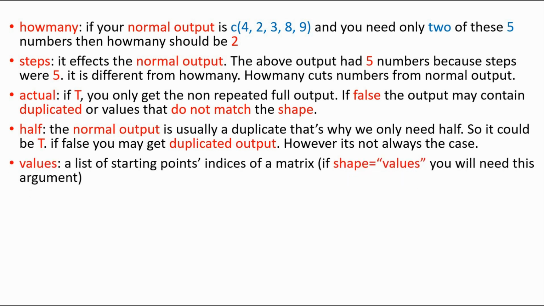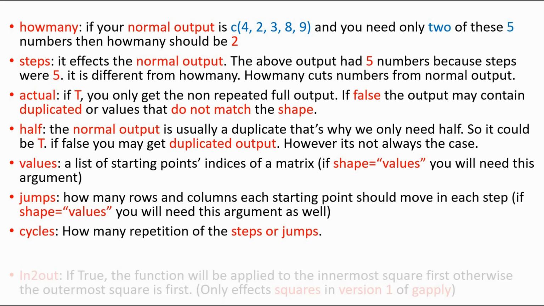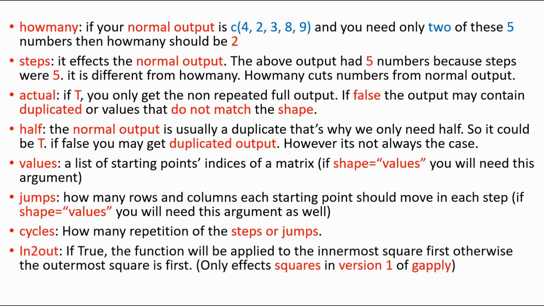Values. A list of starting points, indices of a matrix. If shape is equal to values, you will need this argument. Jumps. How many rows and columns each starting point should move in each step. If shape is equal to values, you will need this argument as well. So these two arguments are required in case shape is equal to values. Cycles. How many repetitions of the steps or jumps you need. In to out. If true, the function will be applied to the innermost square first. Otherwise, the outermost square is first. Only affects the squares in version 1 of the gapply.